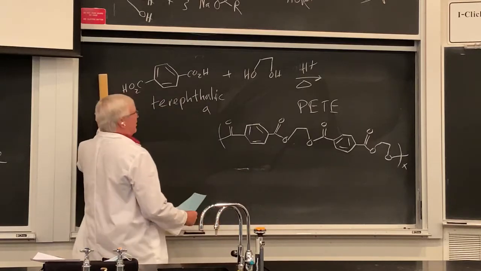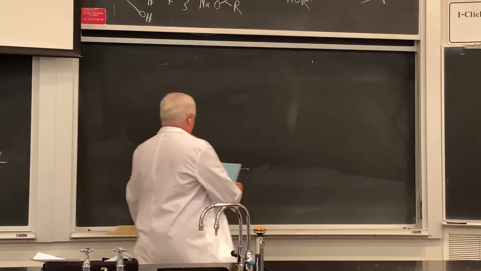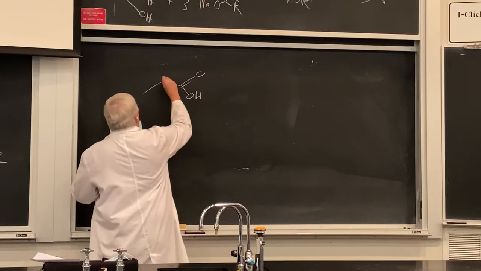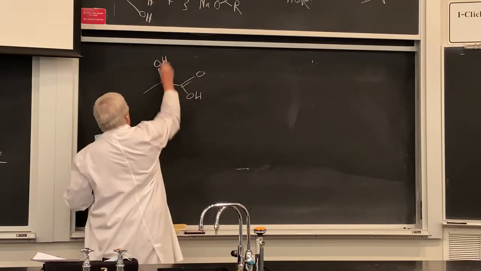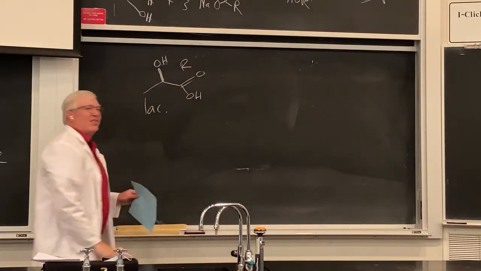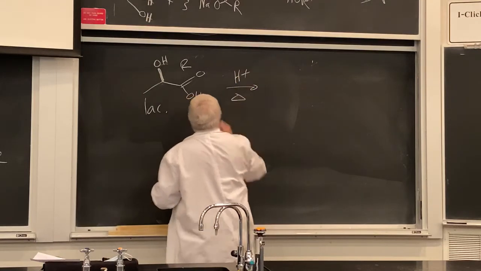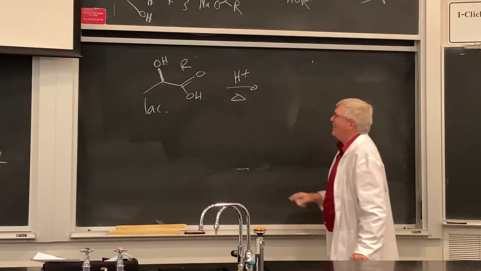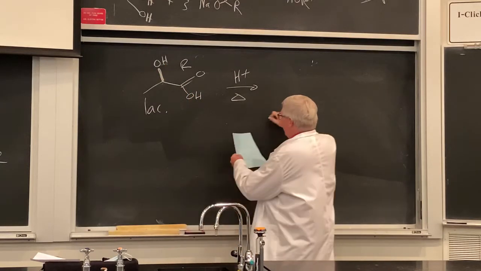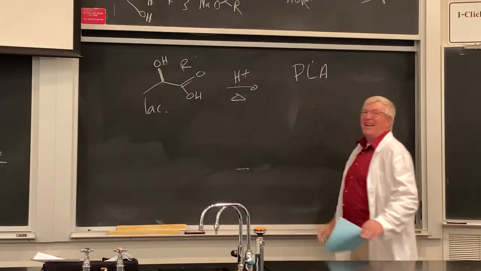So most polyesters now, or at least a lot of them, are being made from a different acid. Let me show you this one. The new polyesters are made simply from lactic acid. Lactic acid, of course, natural material. It's got a stereocenter. That's the R stereocenter. But if you heat this up with an acid, you can get it to polymerize. This is an alcohol. This is an acid, right? So if you heat this up, what do you get? You get polylactic acid, or PLA.